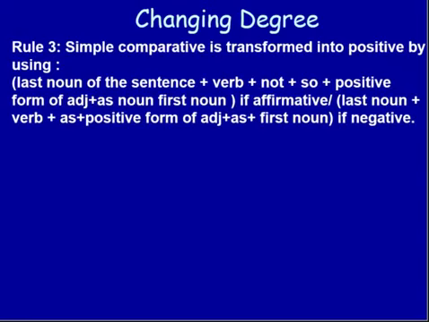Rule number 3. A simple comparative is transformed into positive by using the last noun of the sentence plus verb, not plus so plus the positive form of the adjective, as plus the first noun. If the comparative sentence is affirmative, we will have to transform it into the negative. But if the comparative form is negative, we will have to transform it into the affirmative. Last noun plus verb plus as plus positive form of adjective plus first noun if negative. Look at the example, then you can understand more.